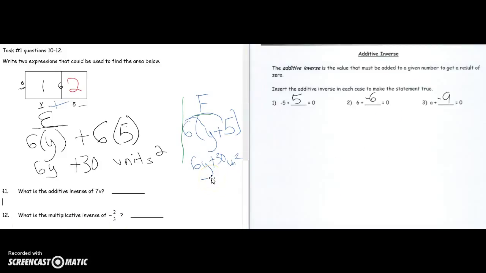In question 11, we want to find the additive inverse. In case you're not sure what the additive inverse is, let's go to the opposite side. And it says over here, the additive inverse is the value that must be added to a given number to get a result of 0. Also known as we need to find the opposite term.